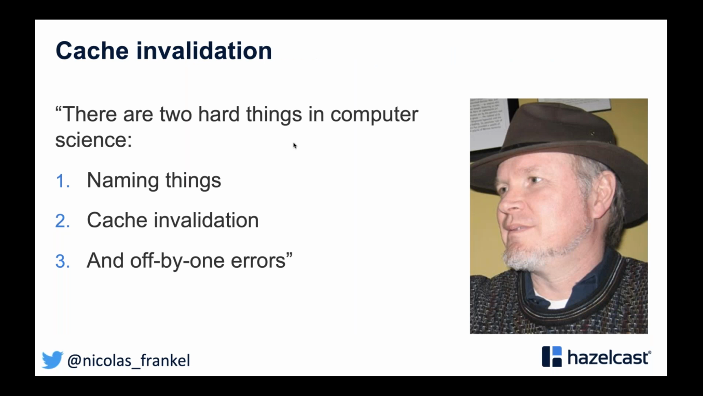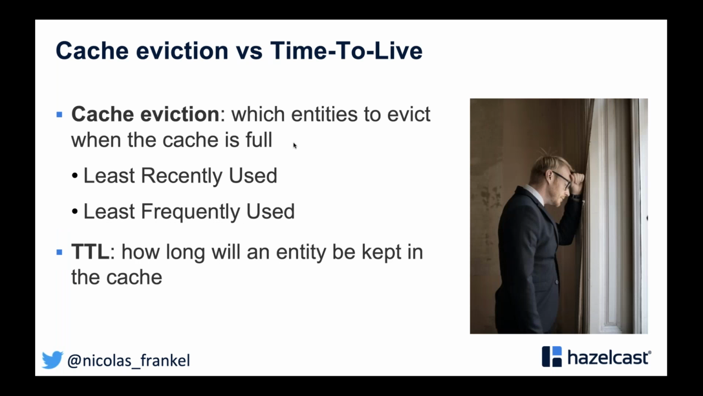And you might have heard this quote before. There are two hard things in computer science: naming things, cache invalidation, and of course off by one errors. And the gist is cache invalidation. And I just want to take some time to delve a bit on the semantics, because there is cache eviction and cache invalidation. And cache eviction is the fact that your cache is bounded.